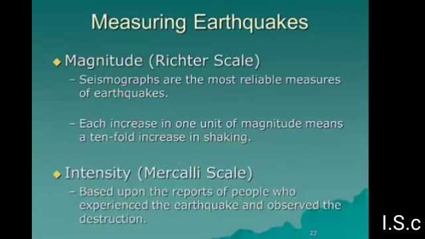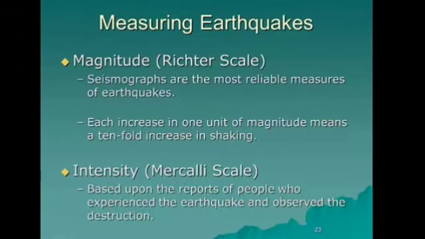Next, we want to look at measuring earthquakes. There are 2 main ways we measure an earthquake. First, measuring its magnitude, for which we use a scale called the Richter scale that you've probably heard about. Here we use instruments called seismographs that are the most reliable measures of an earthquake. They measure the shaking of the ground. And what's interesting is each increase of 1 unit of magnitude measures a 10-fold increase in shaking. In other words, a 5.0 is 10 times greater than a 4.0 for earthquakes.